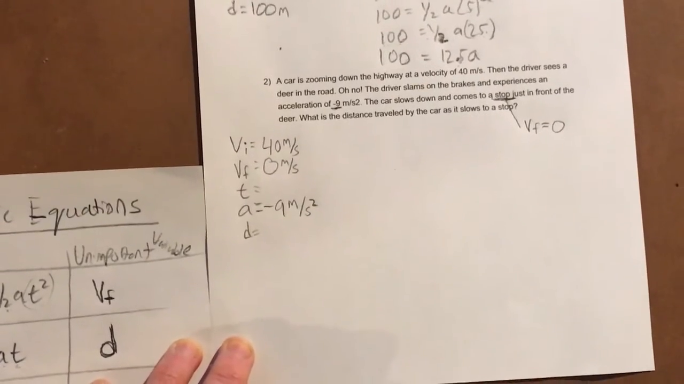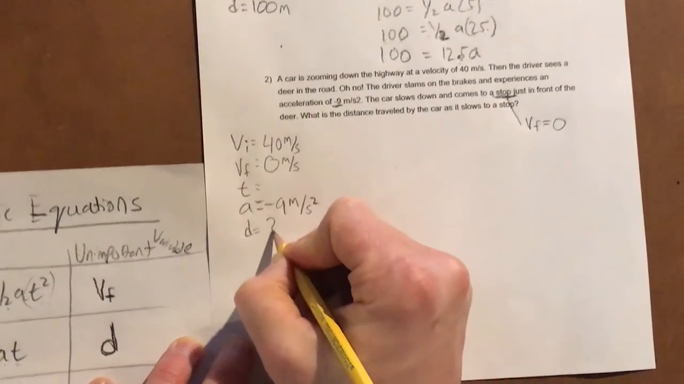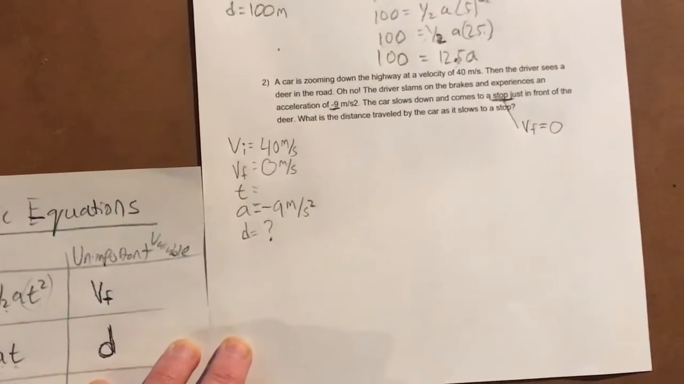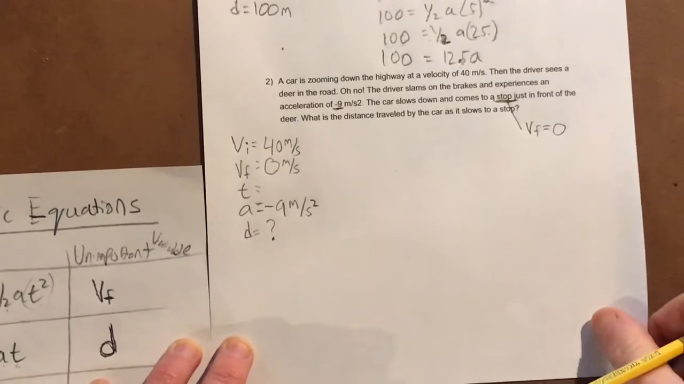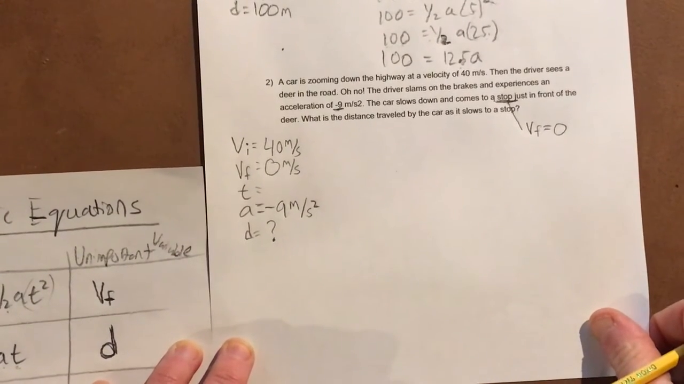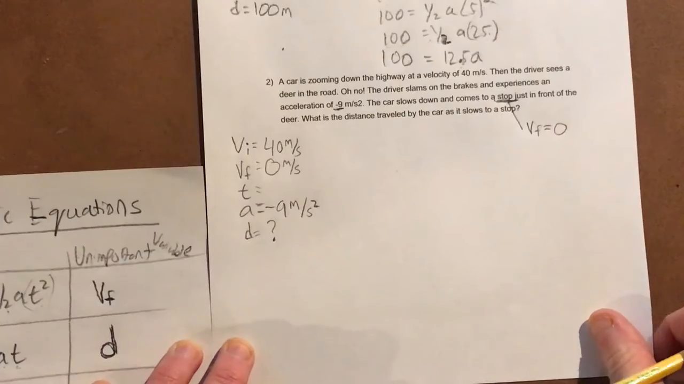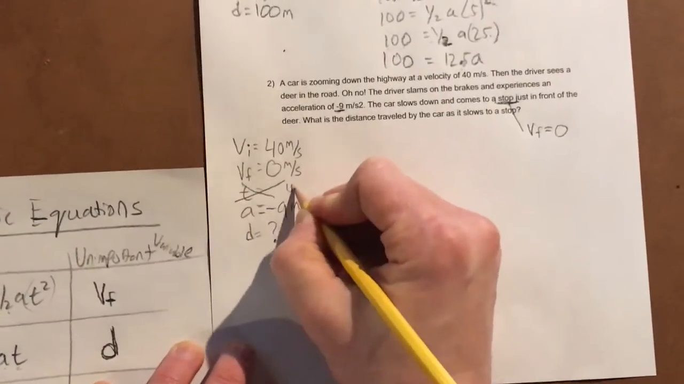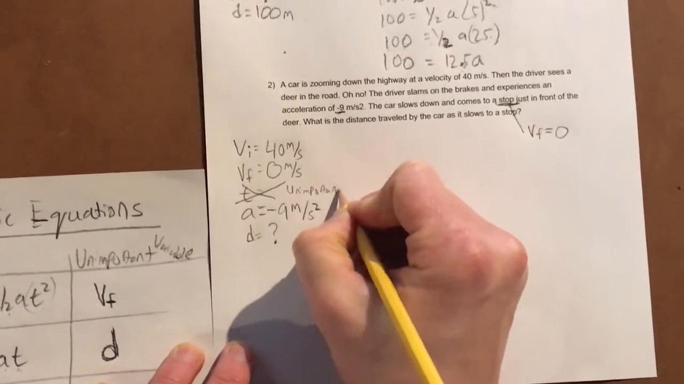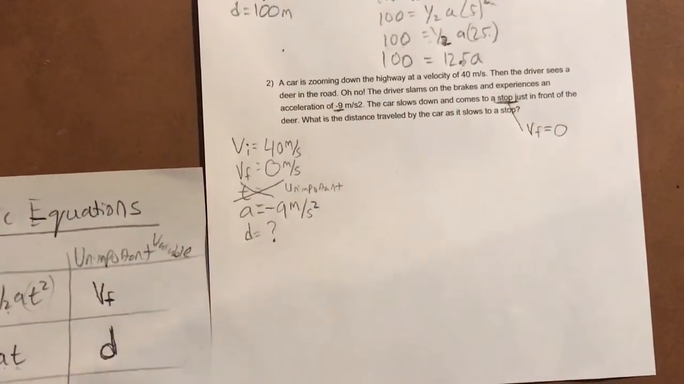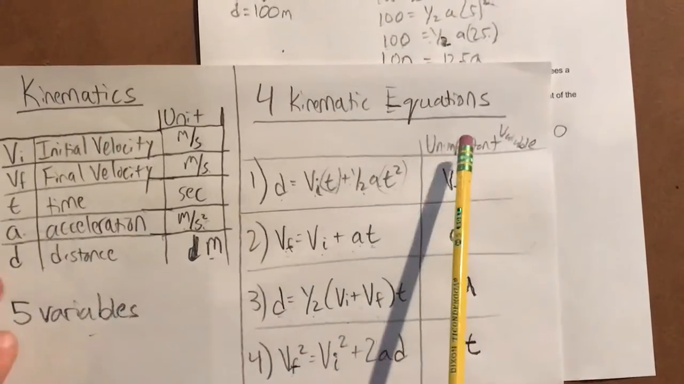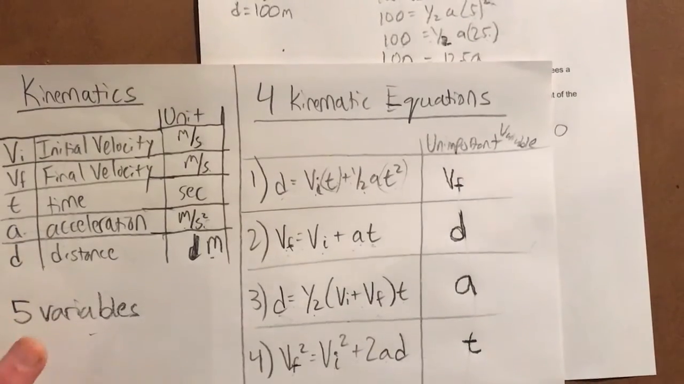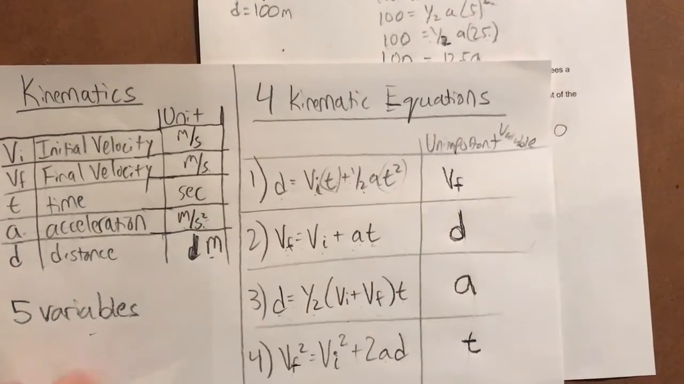All right, so what is the distance traveled by the car as it slows to a stop? We're going to solve for distance. Seems like time never got filled in, though, so it's unimportant. And that's going to help us choose our equation to solve for distance. If time is unimportant, look at your list of equations. Boop, last equation right there. We're going to write that one down and use that equation.